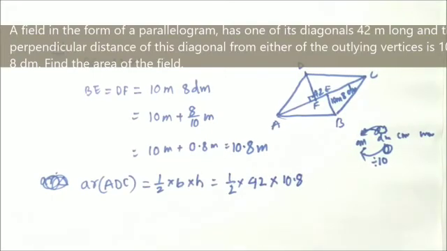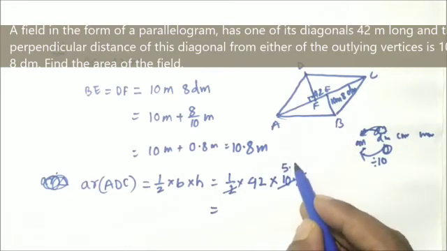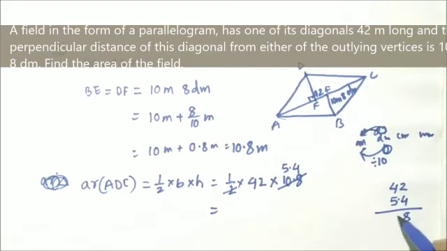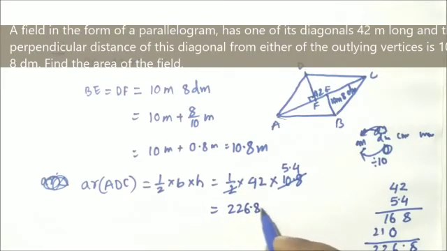Okay, if we calculate this one, let me calculate it. If we divide 2, 2 5s are 10, 2 4s are 8, 5.4 into 42. 4 2s are 8, 4 4s are 16, 5 2s are 10, carry 1, 5 4s are 20, 21, 226.8. 226.8 square meter.